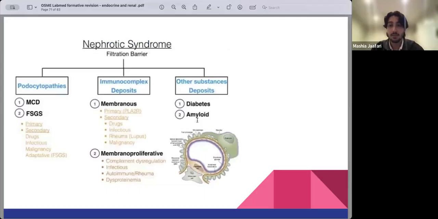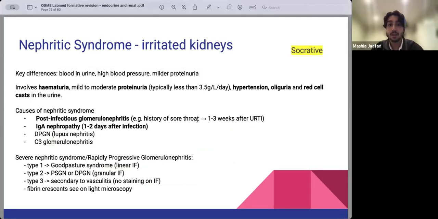Again, this is just a review diagram. Nephritic syndromes are associated with hematuria, so blood in the urine. You still get some proteinuria, but not as much as 3.5 grams per day. And most characteristically, you get high blood pressure as well. So the blood in urine and high blood pressure should point you more towards a nephritic syndrome than a nephrotic syndrome.